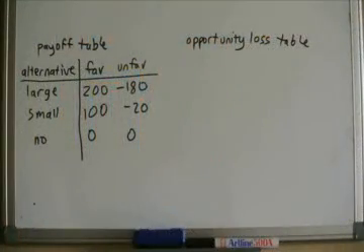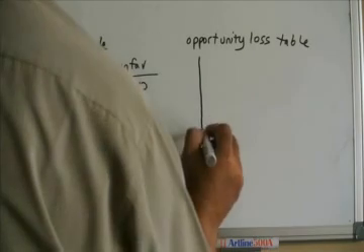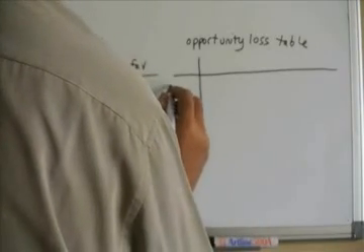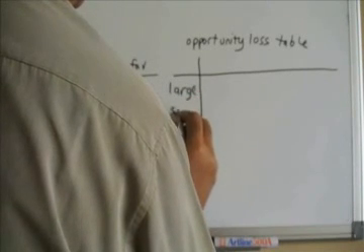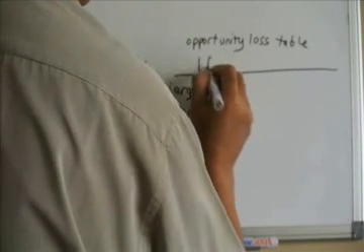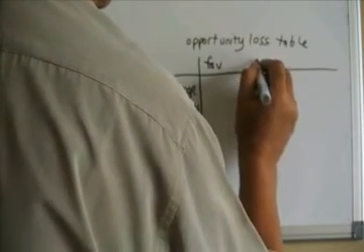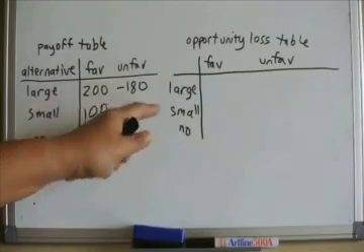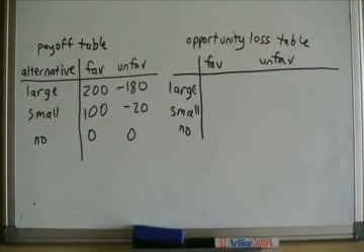Before I discuss the last model, I'd like to discuss another table called the opportunity loss table. The opportunity loss table can be derived from the payoff table. The headings for the opportunity loss table are the same as the payoff table. So large, small, no plant, favor and unfavor.